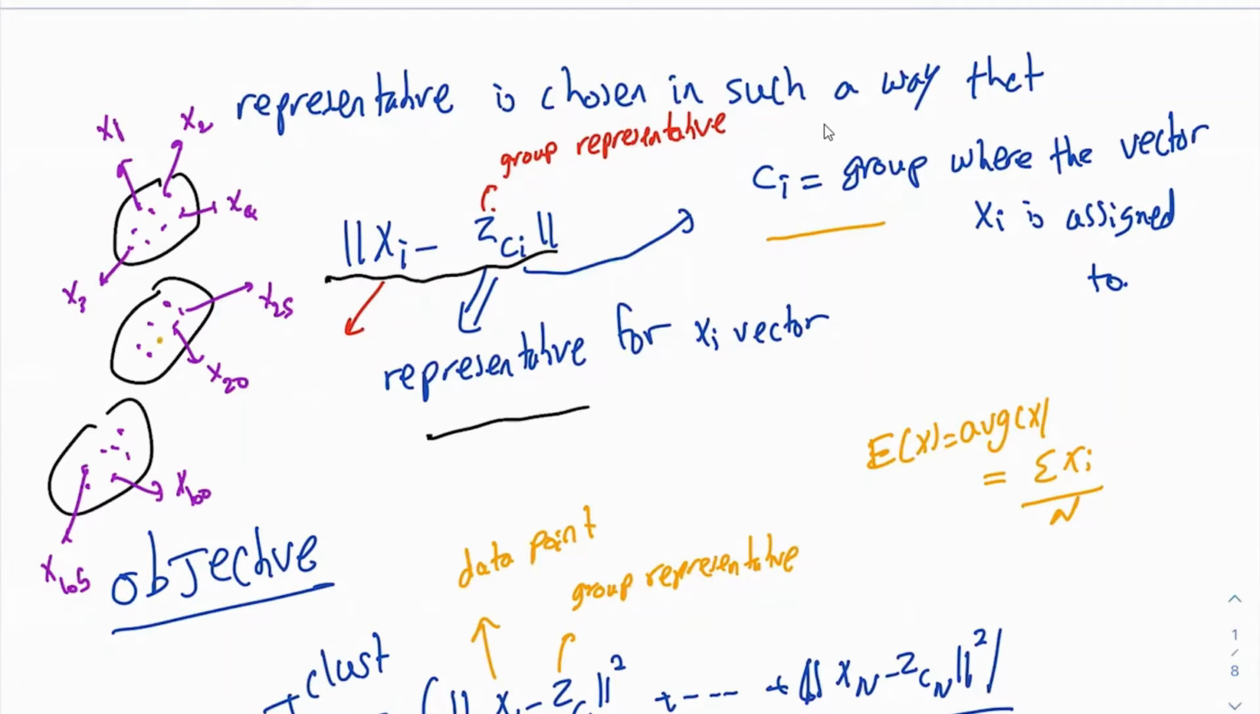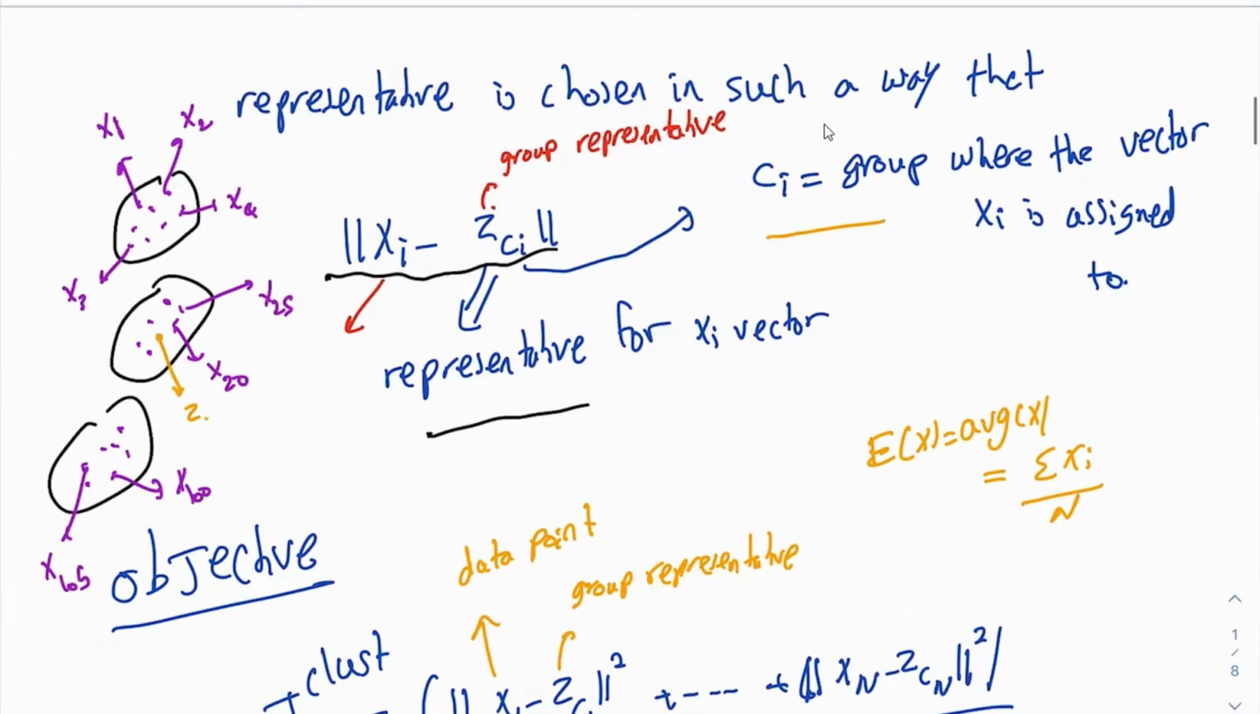So let's say that this is a group representative for cluster 2. I call it Z2. This is group representative for cluster 3. I call it Z3. And this is a group representative for cluster 1. So it's intuitive that in the goal of clustering, we want to cluster our data points in such a way that the distance between the points in each cluster to the group representative be minimized.